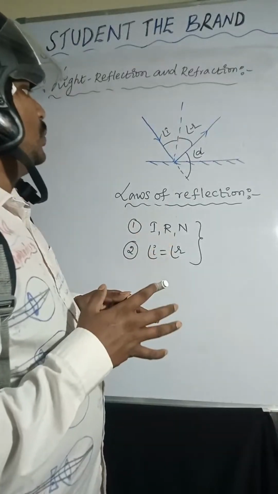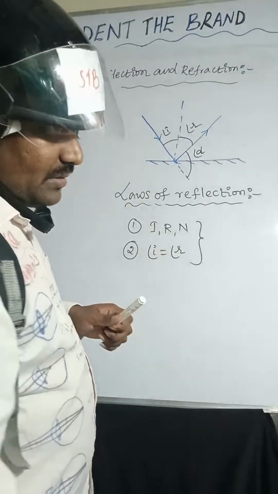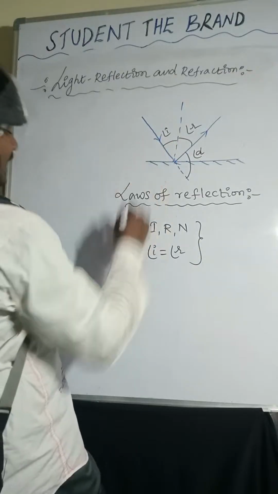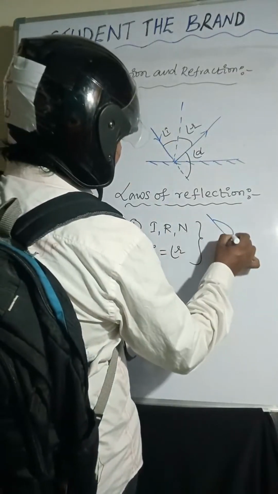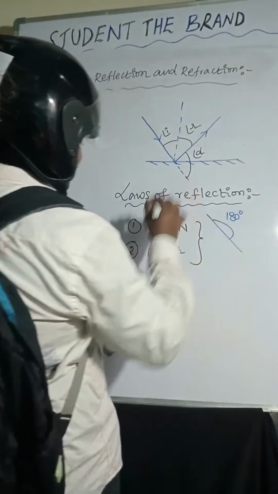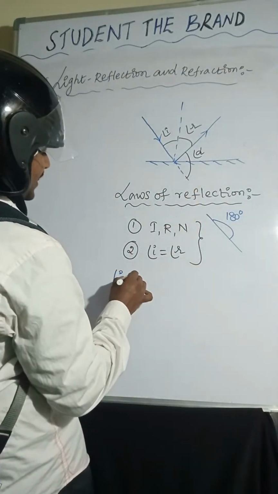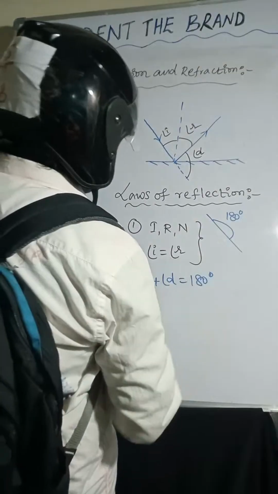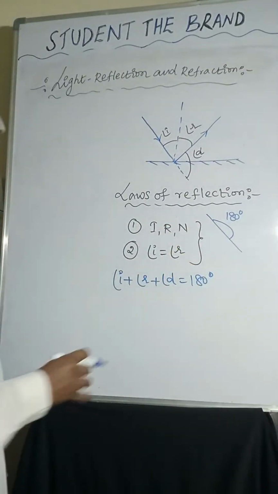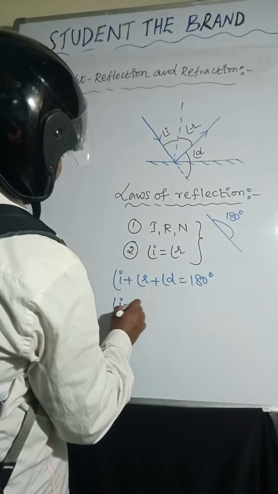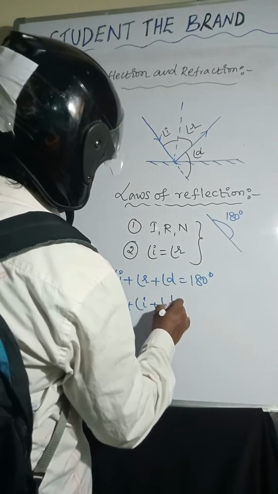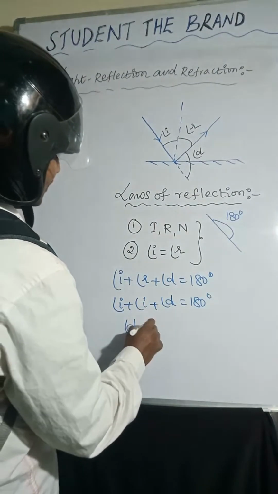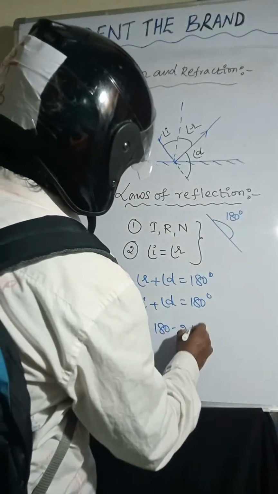Now, the angle of deviation we have to find out. Now you can see here. The linear angle is 180 degrees. Now, angle of incidence plus angle of reflection plus angle of deviation equals 180 degrees. We know from the laws of reflection, angle of incidence plus angle of incidence plus angle of deviation equals 180 degrees. Now angle of deviation equals 180 minus 2 angle of incidence.